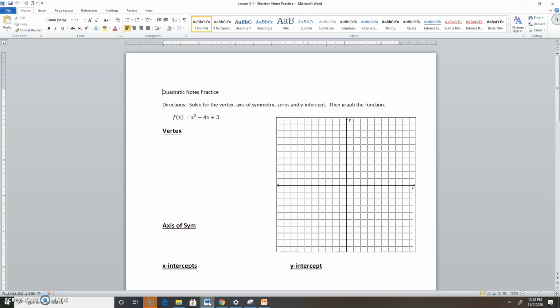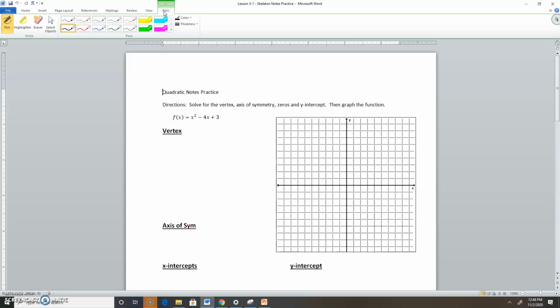So, we just went over how to find the vertex. The first thing I need to do is recall my vertex formula: x equals negative b over 2a. Now remember, this equation is in standard form, ax squared plus bx plus c. So my b value is negative 4, and my a value is 1. I'm going to plug those in. X equals negative, my b value is negative 4, over 2 times my a value, which is 1. Two negatives make a positive 4. 2 times 1 is 2. So the x coordinate is 2.